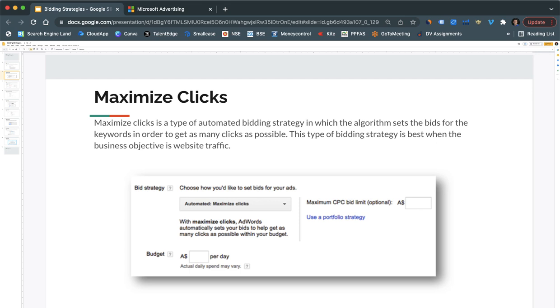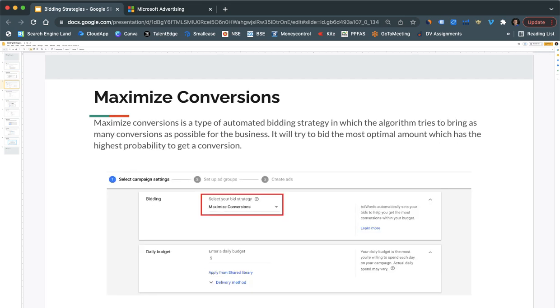Similarly, we also have another automated bidding strategy called Maximize Clicks. This bidding strategy's primary focus is going to be on clicks. It is an automated programming code based strategy, guys, which focuses on running the ad in such a manner that it increases the probability to get clicks. So let's say if we are into a business of running a blog and we want a lot of people to come to our blog to read our content, then we can use this kind of a bidding strategy.